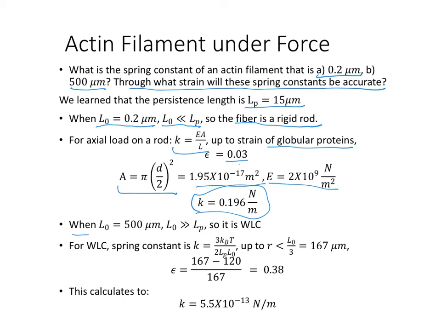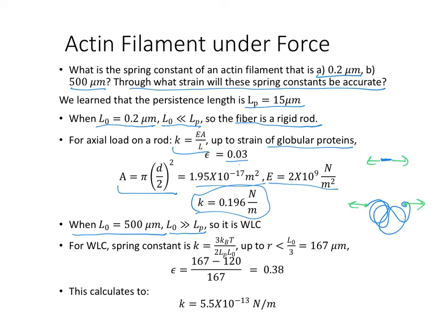Then the next question was, what about for the very long actin filament? We certainly expect a long one to be softer. We already know that axial rods get longer. But in this case, not only is it a longer chain, but it's no longer an axial rod, because L naught is much greater than LP. It's a worm-like chain. So before we were stretching that, now we're stretching this.